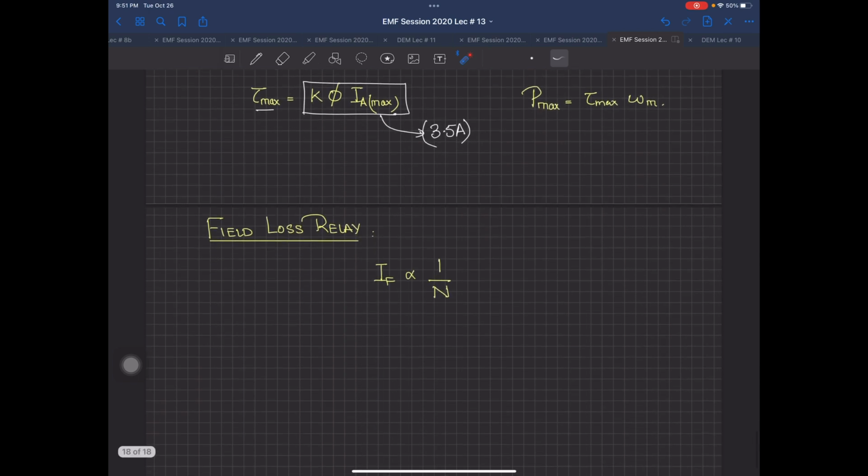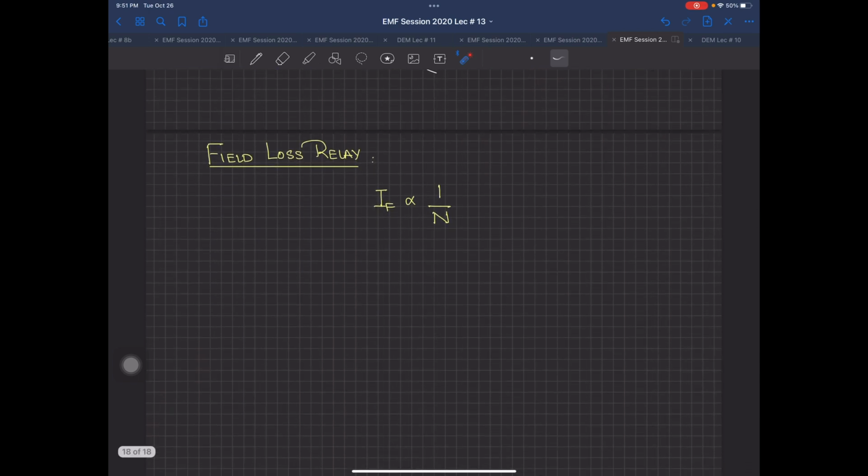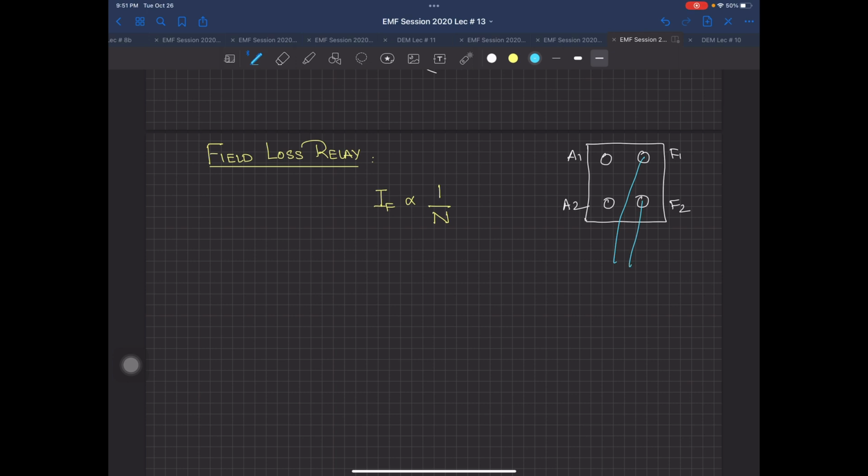Last thing, but not less important, is the field loss relay. I told you at the very start of this lecture that there is one problem which you have seen in your lab: because of vibration, sometimes you have 4 wires coming out. Suppose I make those 4 wires over there. You call this one A1, A2, and this one F1, F2. By chance, one of the wires going inside gets out, and that wire is the field wire.